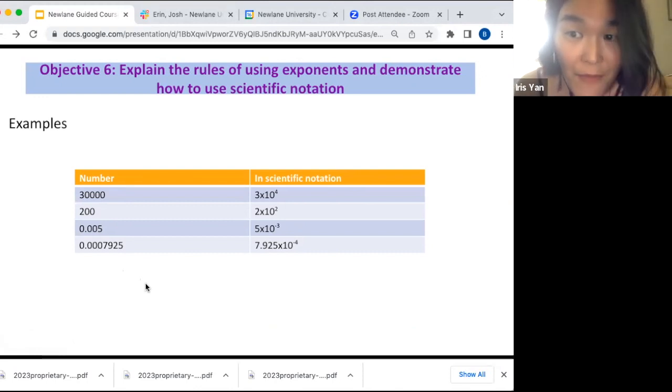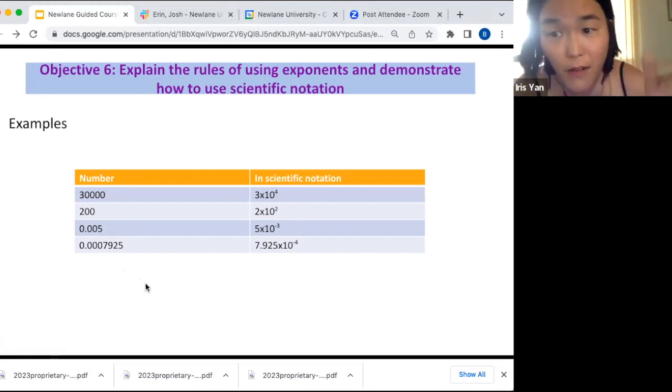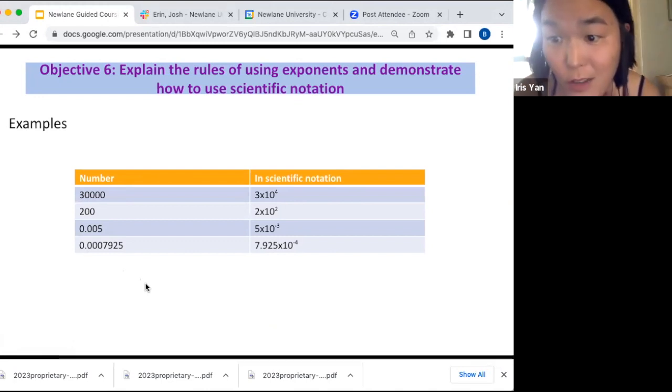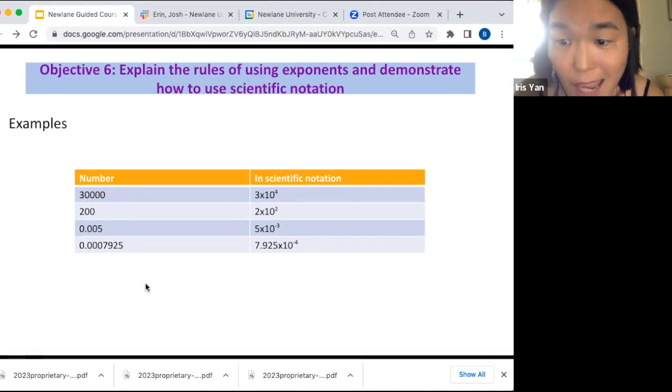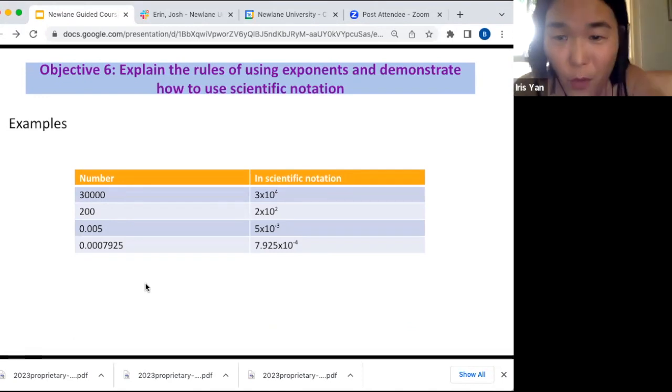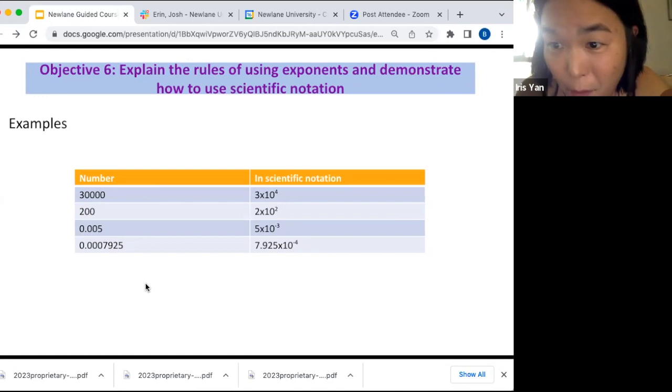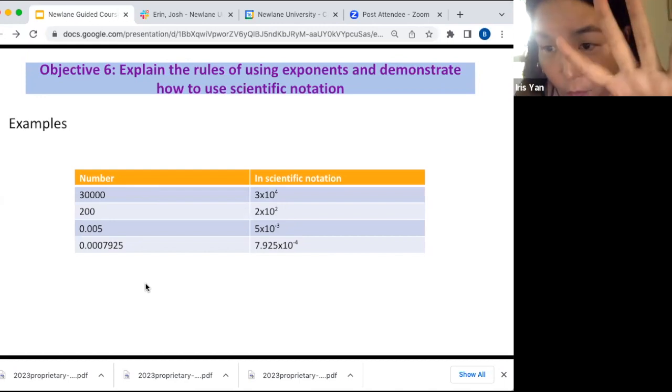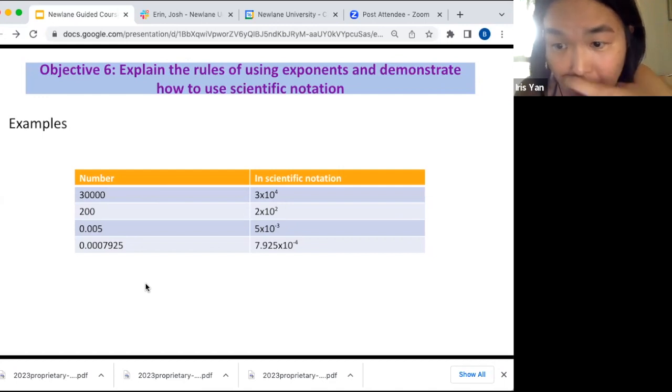So on the left column, I have the number written any way I feel like, and on the right side, that's in scientific notation. I don't know if you know, but the shortcut, if it's a number bigger than 1, is to see how many zeros you have right behind the number. So the first one is 3 followed by 4 zeros, so it's 3 times 10 to the power of 4. 200 is 2 followed by 2 zeros, so it's 2 times 10 to the power of 2.